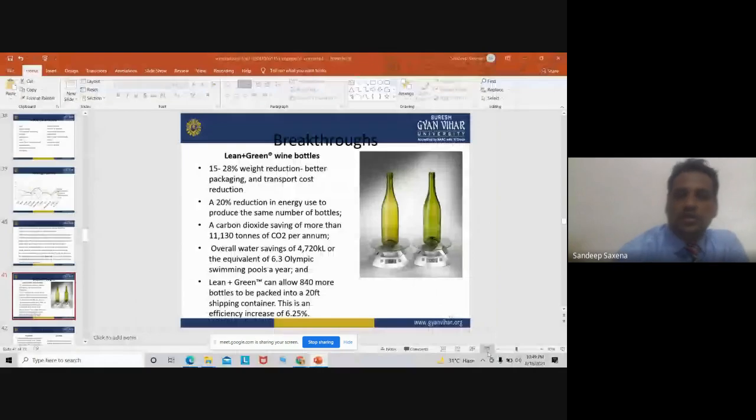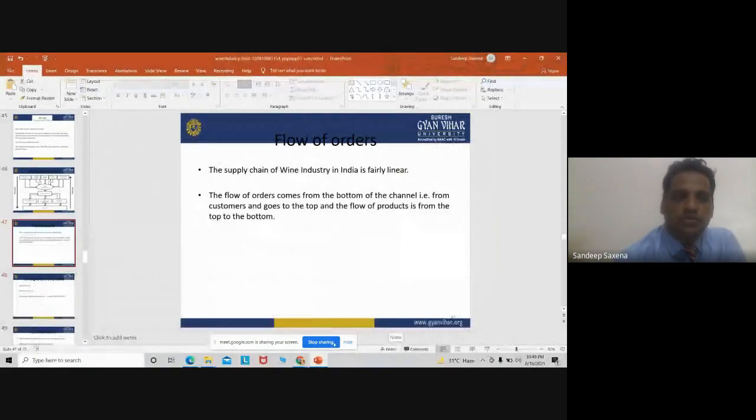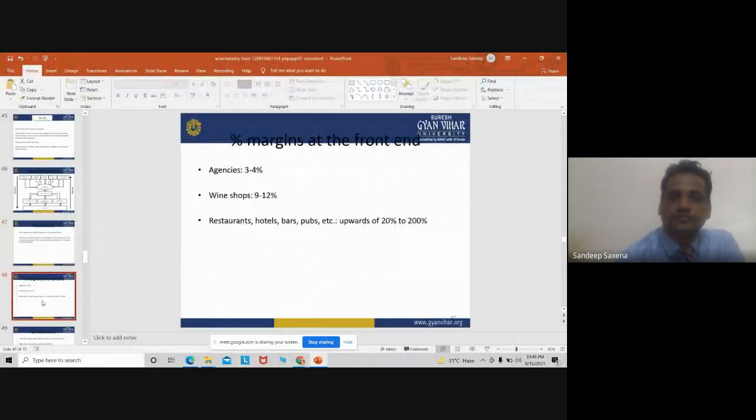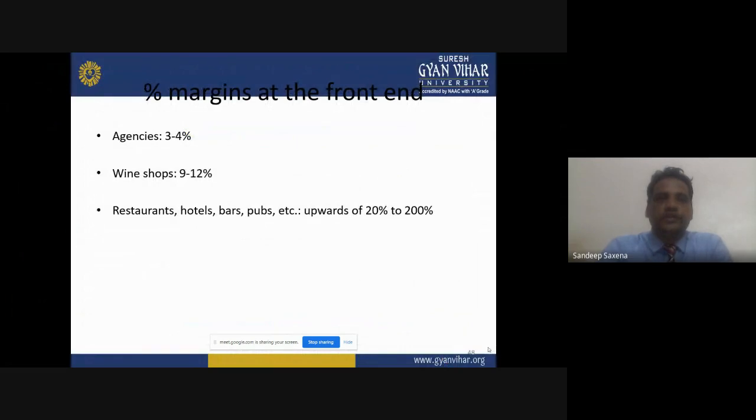So this is some information about percentage margin at the front end. The agency, there should be 3 to 4%. The wine shop, there should be 9 to 12%. Restaurant, hotel, bars, pubs, and many more, upward of 20 to 2000%.